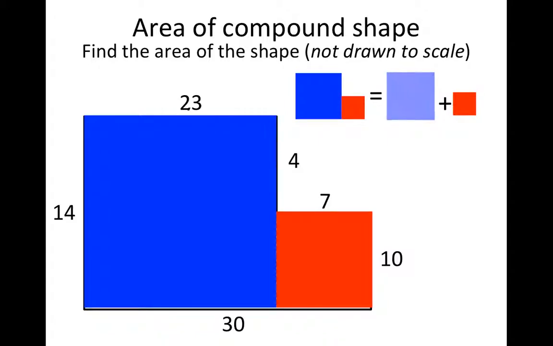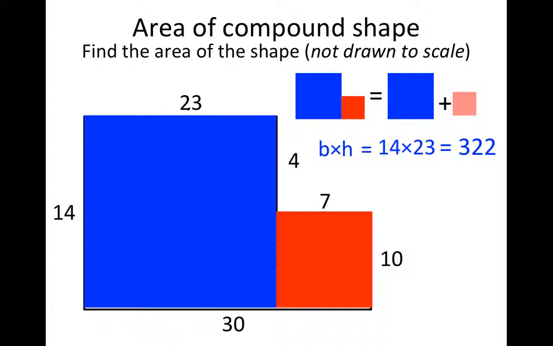So first, let's figure out the blue piece. It's a rectangle, so the formula is base times height. Substituting in base times height, I have 14 times 23. Multiply that out, and I get 322.